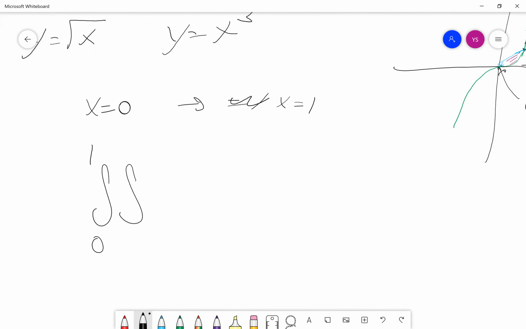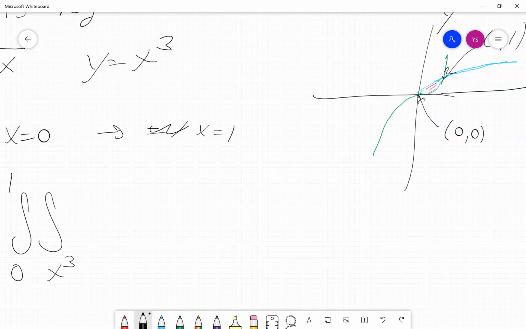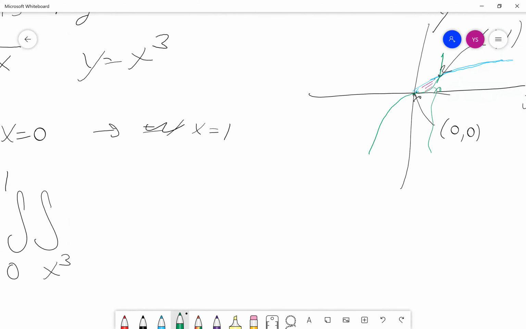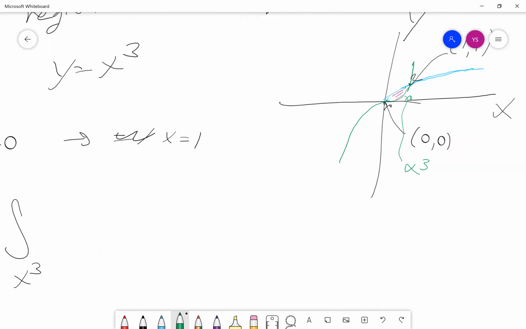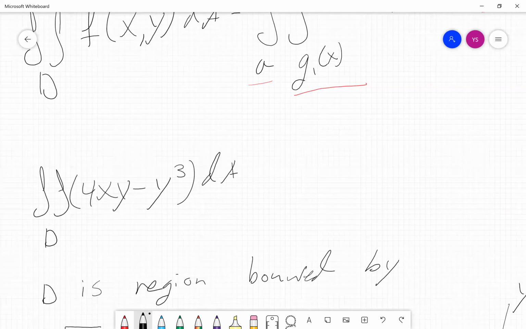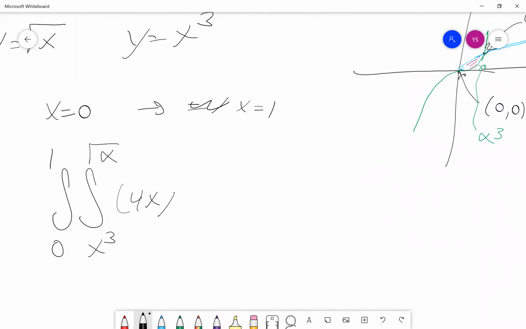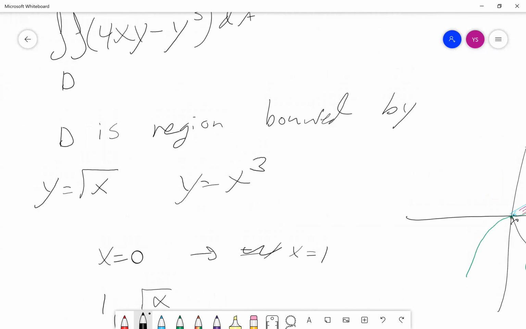And we also know where we're going in our y direction. It's from the lower curve, and the lower curve is y is equal to the square root of x. So that's the square root of x down here. Up until, oh, sorry, the lower curve is x cubed, right? Because that's the curve below. That's this curve right over here. Up until the upper curve, which is the square root of x. Right? Of the function 4xy minus y cubed.